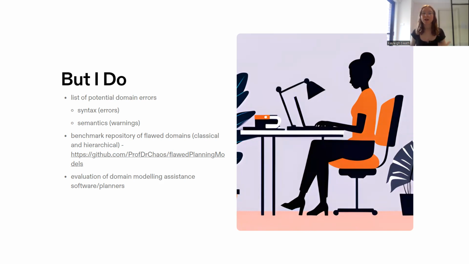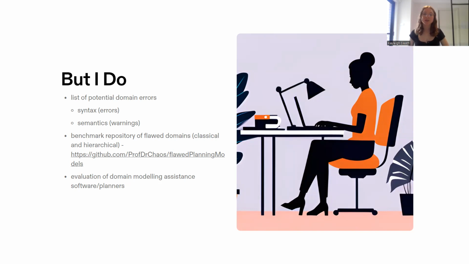So for classical planning, we wrote a domain containing each error or potential error in the language, the planning domain definition language PDDL, which is very commonly used in this area. And for hierarchical planning, we used the hierarchical domain definition language HDDL, which is a much newer syntax.